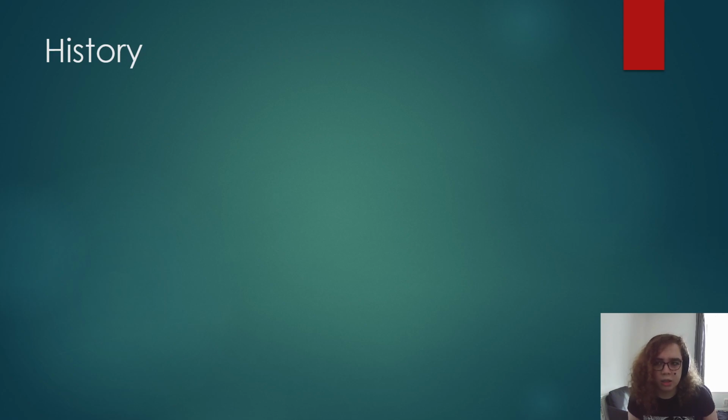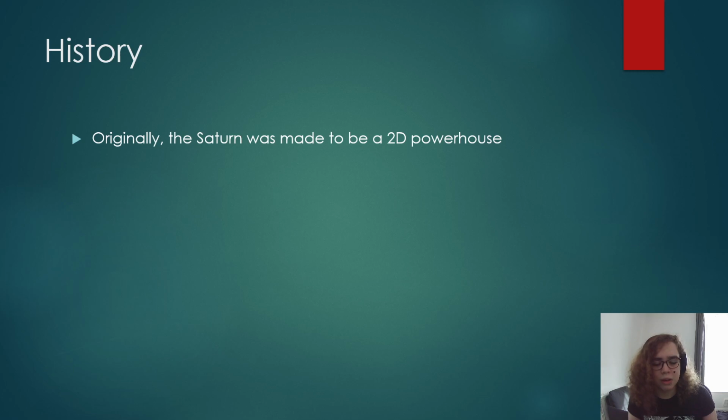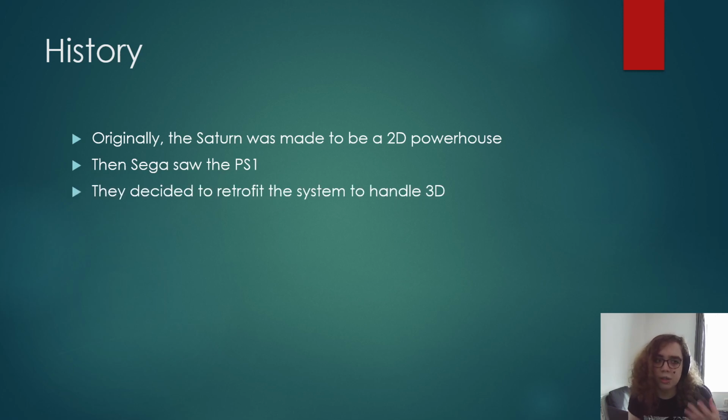So now we get into the history part. Originally, the Saturn was supposed to be a 2D powerhouse, right? And then I see the PS1 here. It wasn't just the PS1. Sega saw all the competition. They saw the fact that this was a generation that was made for 3D, and they decided, oh, we need to make this 3D now. They'd already done quite a lot of work with the Saturn at this point, so they decided to instead retrofit it so that it works with 3D.